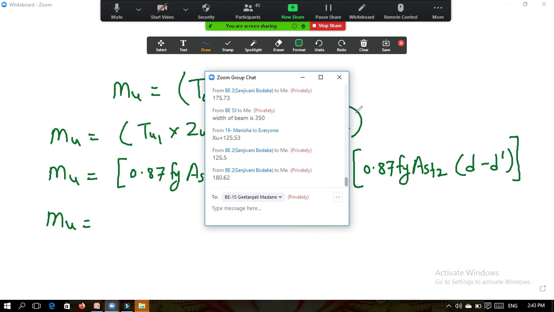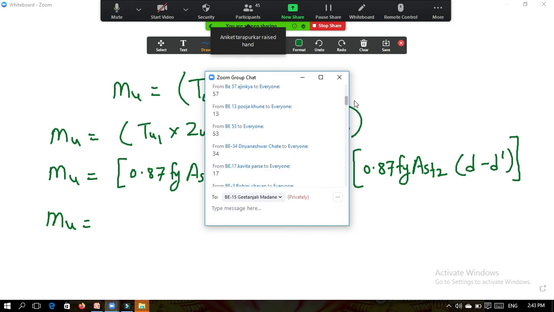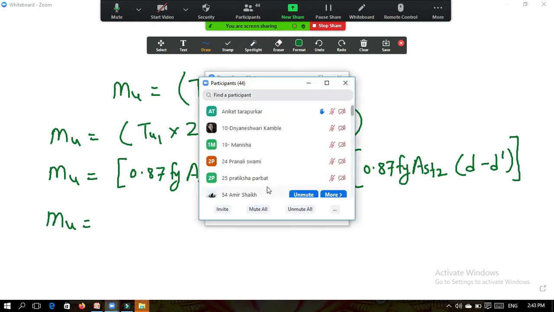Sir, MU is 168.59. Some roll number 2, her answer is 180.62. And your answer is what you are telling? 168.59 and 180. Okay, others, please calculate the answer. Aniket Tarapurkar, are you having any problem? You raise your hand.